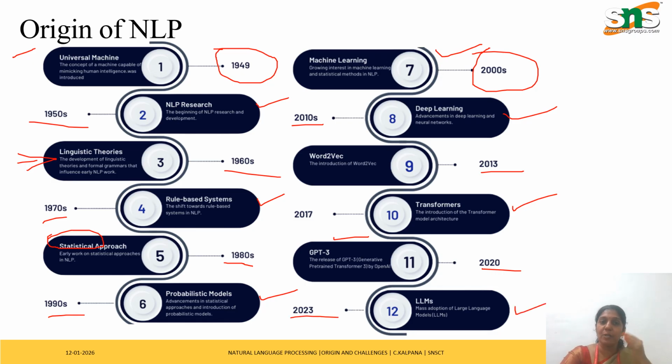So this is the evolution of natural language processing. From 1949 till 2023, we have seen the history and origin of natural language processing, from universal machines till the LLMs, that is large language models.